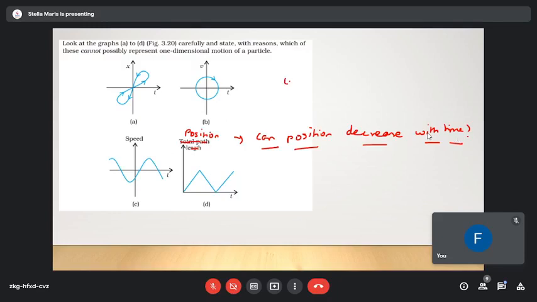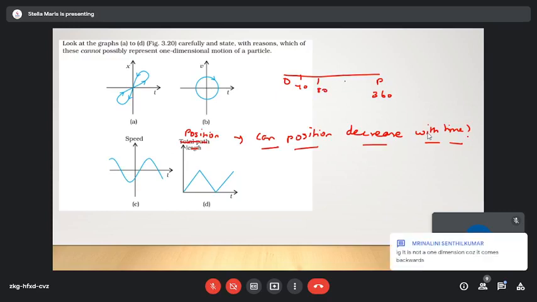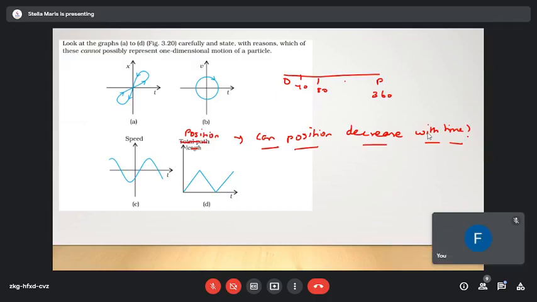See, for example, we have seen the motion of a car, no? 0 to P. 0 to P is 360, right? In the 40, 80, like that it goes. It's not one dimension because it comes backwards. Mrinalini, you're saying for total path length or the position? The scenario which I have given now.